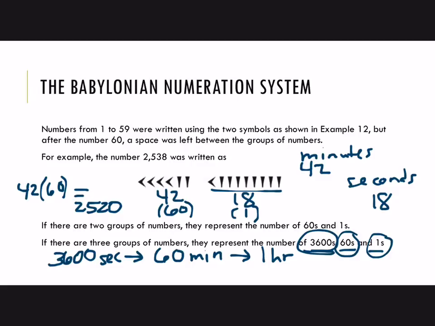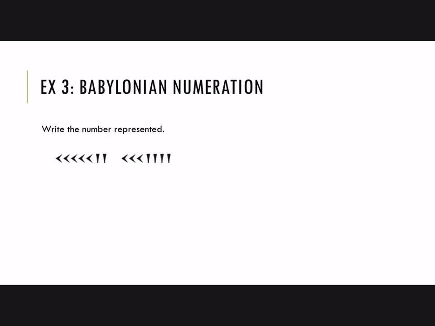If this still feels unclear, don't worry, we'll do some more examples to see how this works. So first of all, write the number represented. This is example 3. Notice this big space here between the groups of symbols, and that's our clue that they're representing 60s here, and then here they're representing ones. So I would count up the symbols first, and I see symbols for 5 tens and 2 ones first of all. So that's 52. And then in the second grouping, I see symbols for 3 tens and 4 ones, or 34.